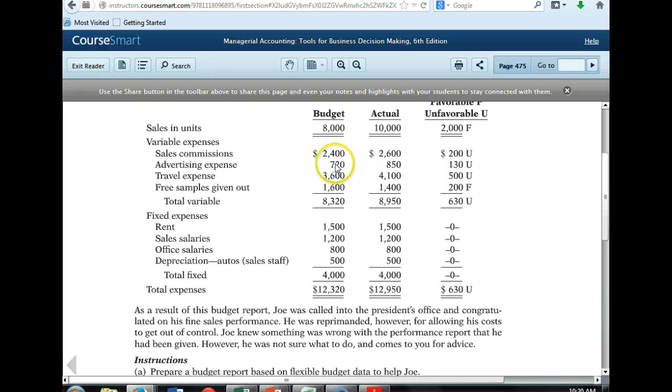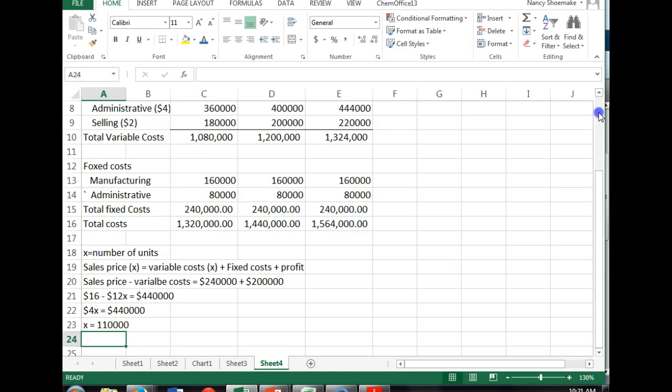$0.30? If we show advertising expenses of $720, divide that by 8,000 units, what is that? How many cents per unit is that? 9 cents. Travel expenses, 3,600 divided by 8,000 units is how much? 45 cents. And free samples given out, how much is that? 20 cents. Do you see, guys, we can do a flexible budget as long as we know those variable costs, we can put in place a flexible budget.